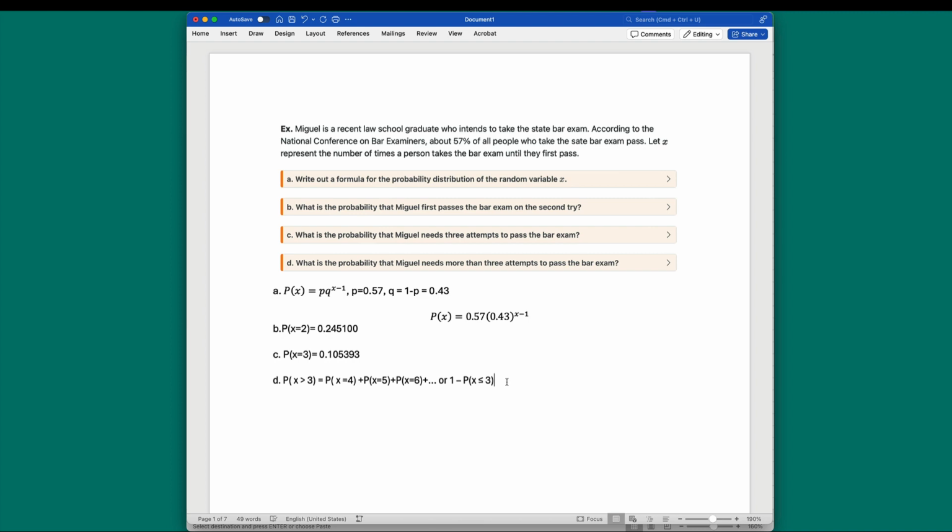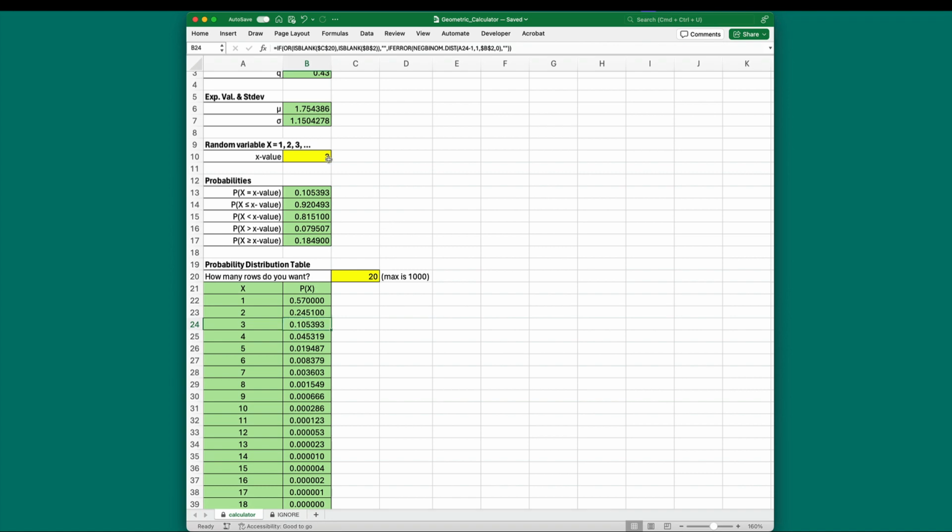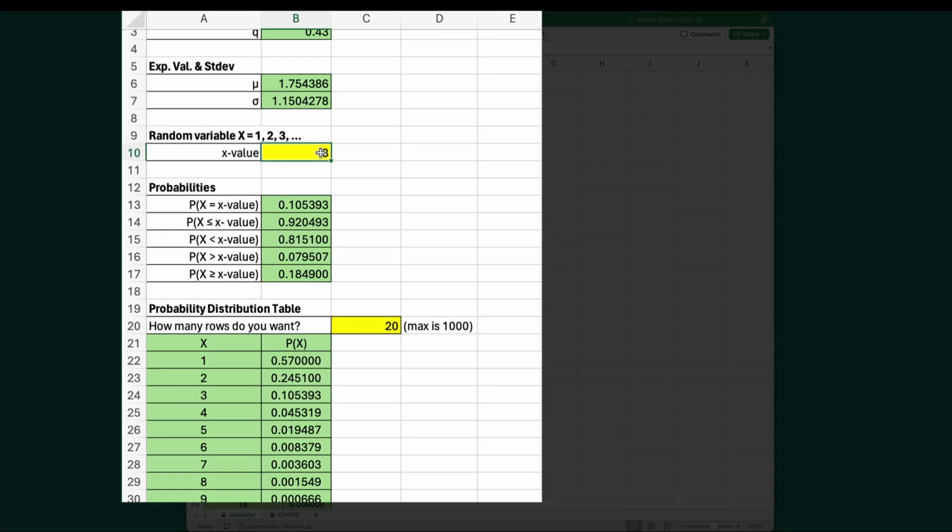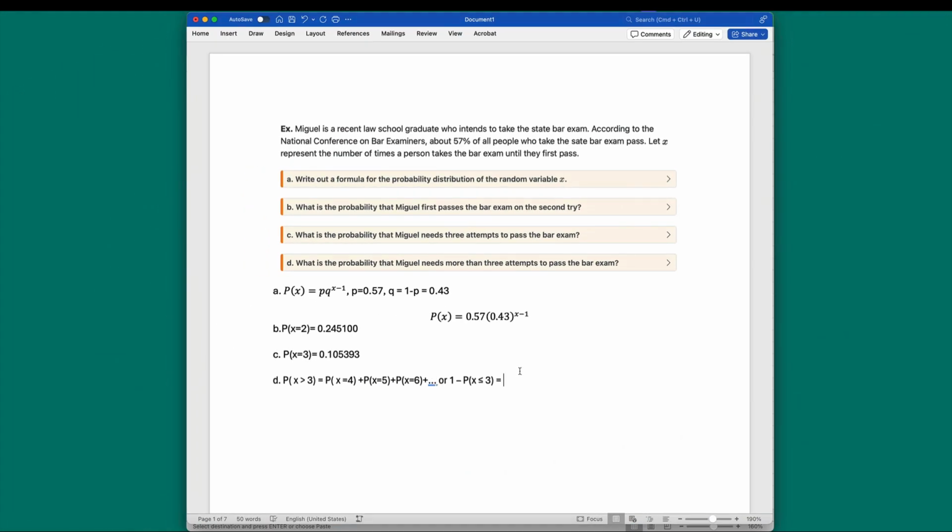Of course, the calculator gives this number for us pretty easily by just specifying 3 here. Since we're looking for the probability that X is greater than 3, we would take this value here in row 16, cell B16. That's the probability of X being more than 3. So there's about an 8% chance, or 7.95%, of Miguel passing in, say, attempt 4, 5, 6, or some later attempt.